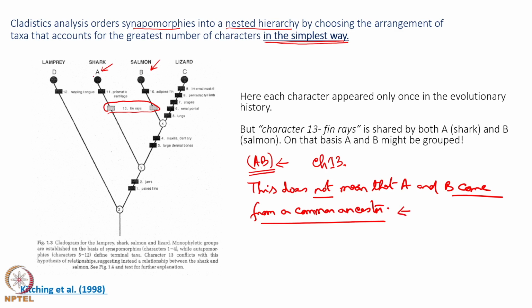For example, shark and salmon are not immediately coming from the common ancestor. Shark is coming from the taxon Y, salmon has immediately come from the taxon X, but it is also true that X and Y actually came from the common taxon Z. So, one has to be alert.